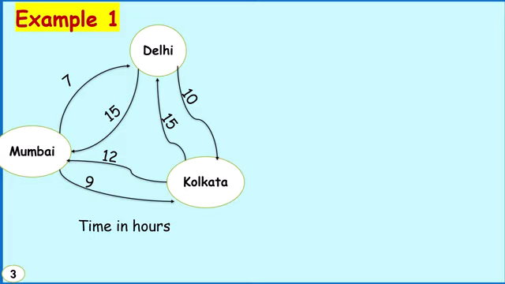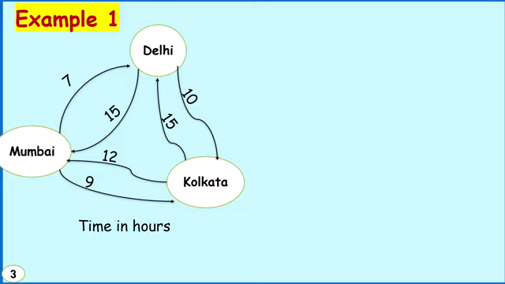So if you want to travel from Mumbai to Delhi, it will take 7 hours, and Delhi to Mumbai 15 hours. In a similar manner, between all the cities, the traveling time is given in terms of hours. Now I need to minimize and optimize the path in which the salesman or business person needs to travel.